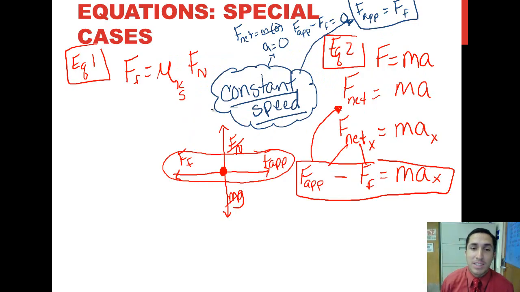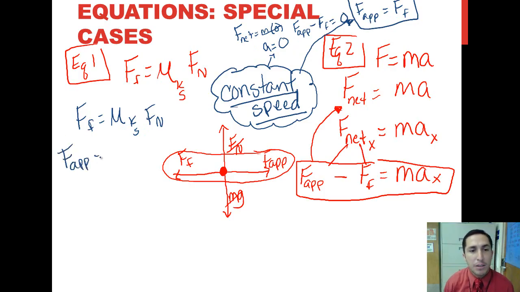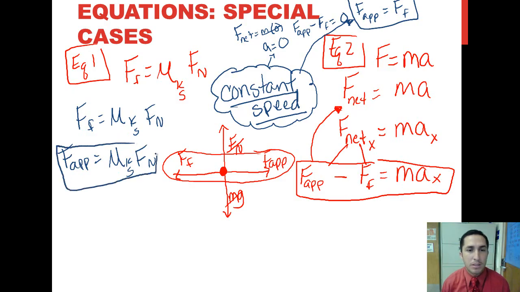Then that means we can do this. See this equation right here? Friction force is equal to mu k or s times net normal force. Because we said force applied is equal to friction force, we can swap the friction force out and put force applied if we needed to. If they only gave us force applied, we can just pop it right in here and get our answers.